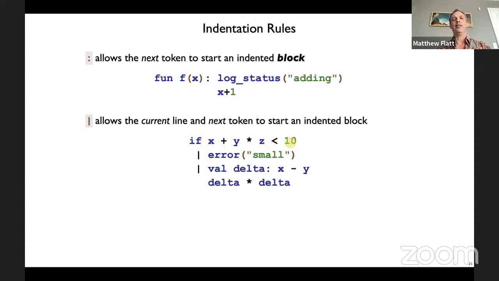So it both creates a group in the enclosing thing, the first bar does, and then each bar creates groups on the inside. So we've got a group with error small here, a block with one group, error small, in it, and another block here with two groups, one that starts val and one that starts delta.